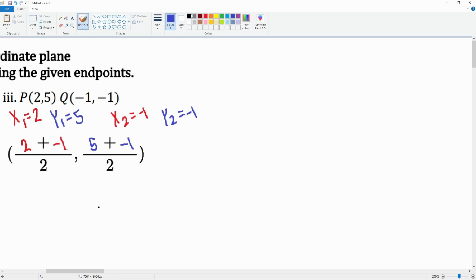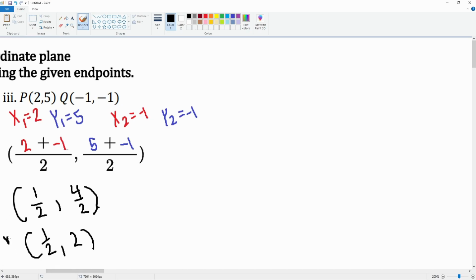All right, let's simplify. What is 2 plus negative 1? Well, that is 1. Divide that by 2. What's 5 plus negative 1? That's 4. Divide that by 2. Okay, 1/2 just stays 1/2. 4 divided by 2 is just 2. Okay, so there you go. This here is the midpoint between those 2 points.